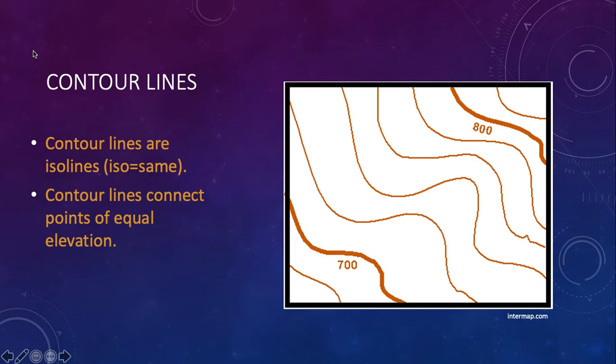So the contour lines connect points of equal elevation. So if this is a landscape and you're to walk along one of these lines, your elevation isn't changing. You're neither going uphill or downhill. If you're crossing the lines, going from the 700 to the 800 in a northeast direction, then you're going uphill. So contour lines are iso lines. Iso means the same.